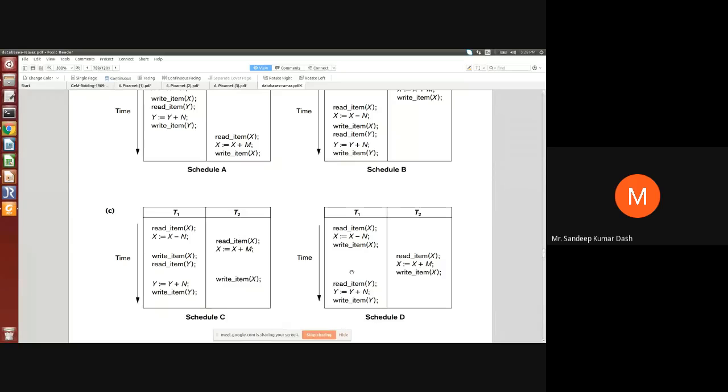Is it possible? No, it is not possible, because the conflicting instructions are not interchangeable. That means if there is a conflict, this cannot go up and this cannot go down. I cannot move write item X one place down. I cannot move read item X one place up. Getting? That means these are conflicting instructions. Am I clear or not?